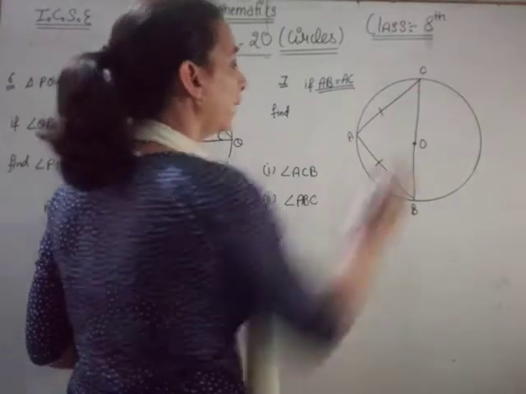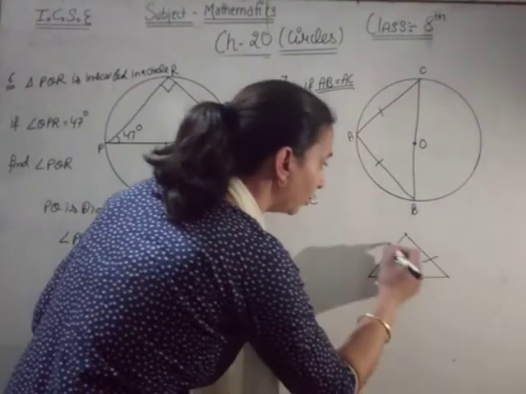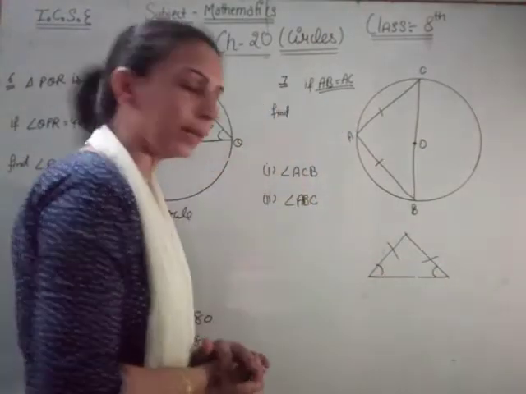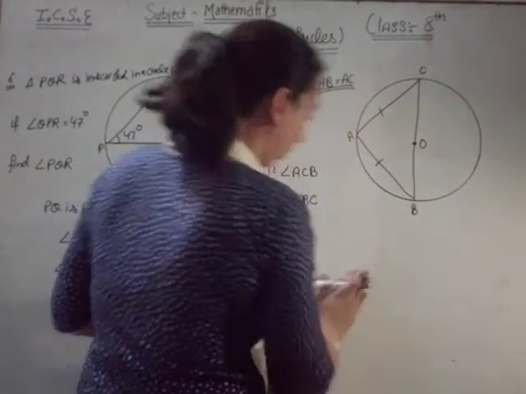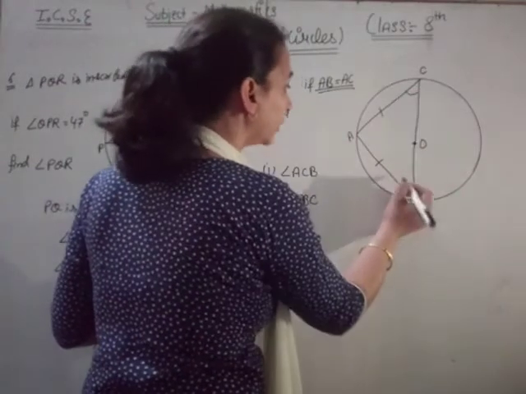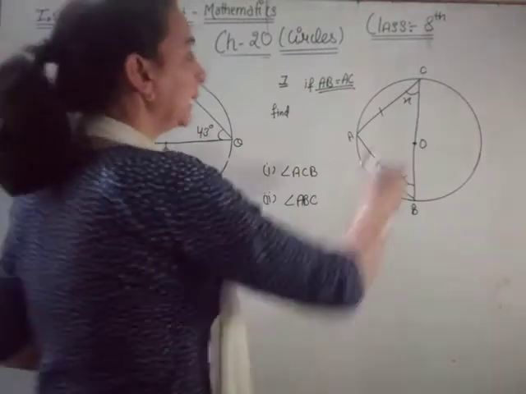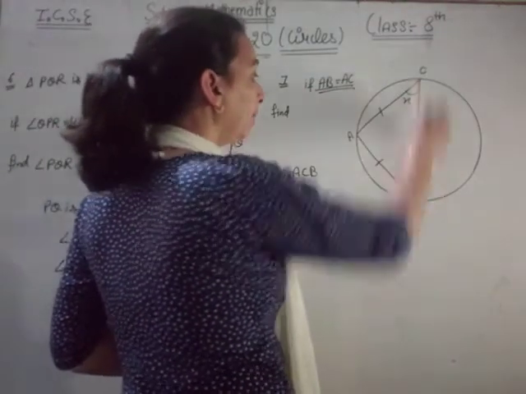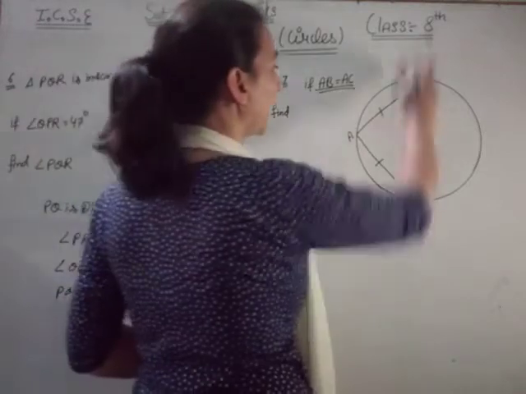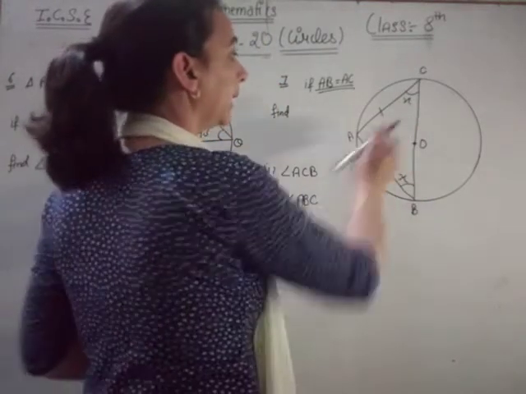AB equal to AC, and we know that, student, if in a triangle opposite sides are equal, then opposite angles are also equal. Then this angle and this angle are both equal, this is x and this is also x. This is the center, and BC is the diameter of the circle, because it passes through the center. And this is the triangle.